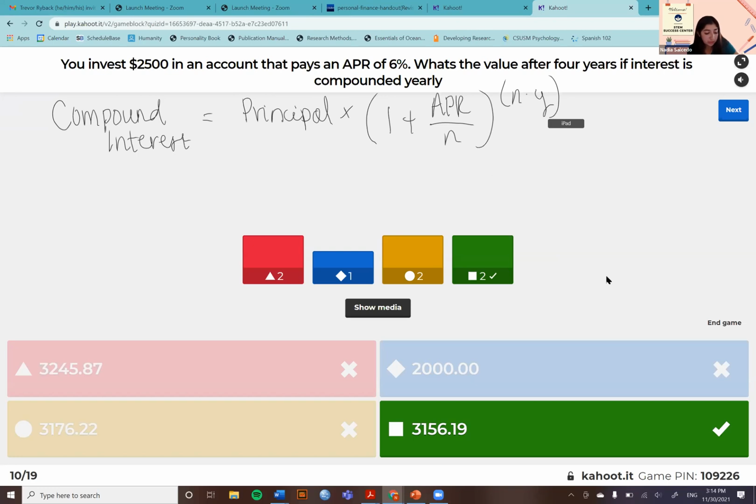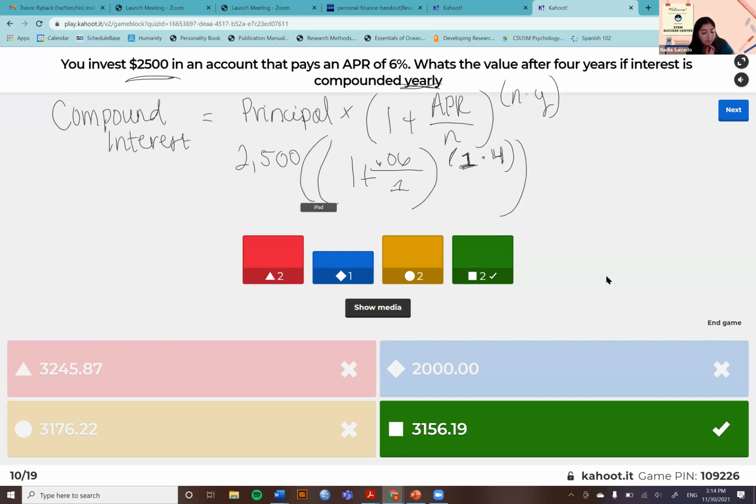Okay, so our principal here was 2,500. That's how much we started with. 1 plus our APR was 6%. We're compounding yearly, which means n is going to equal 1. And our exponent is going to be 1 times 4, because we're compounding once in the entire year, and we're trying to do it for 4 years. We go ahead and put this in the calculator. I like to put a parenthesis after the exponent. And that would give us 3,156.19.